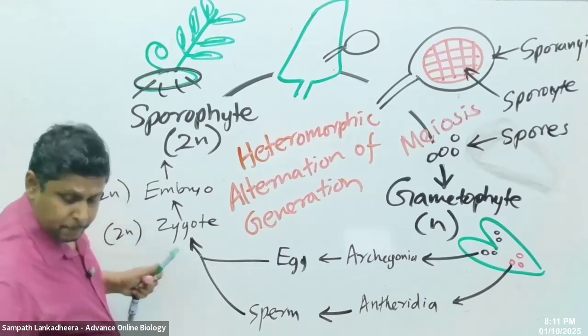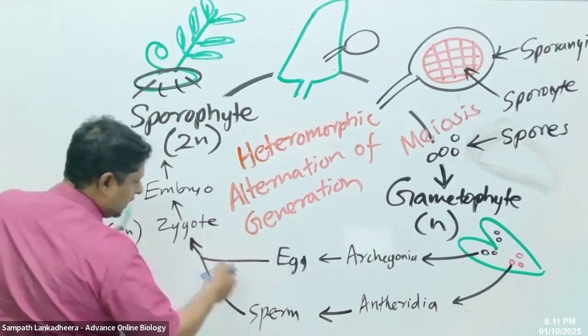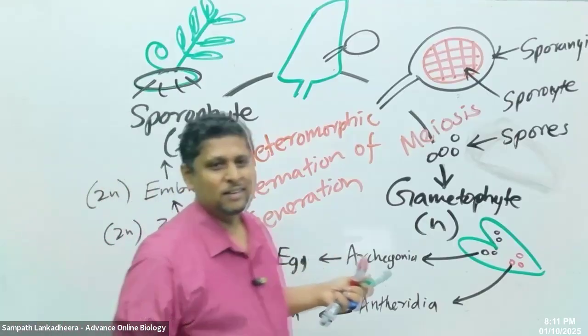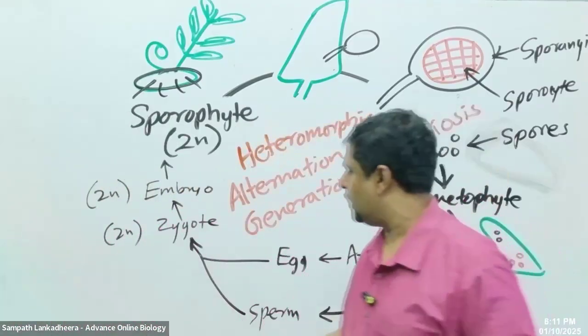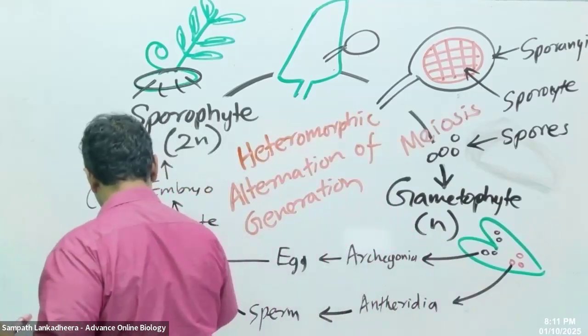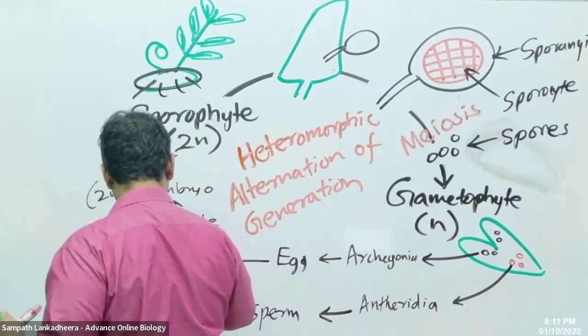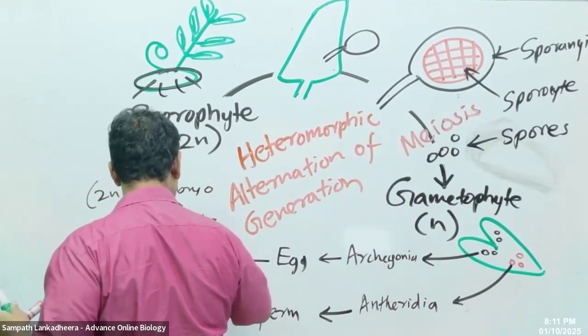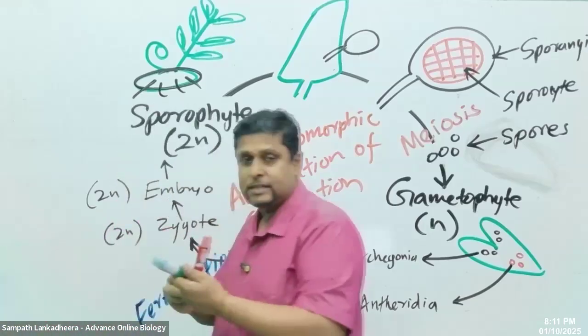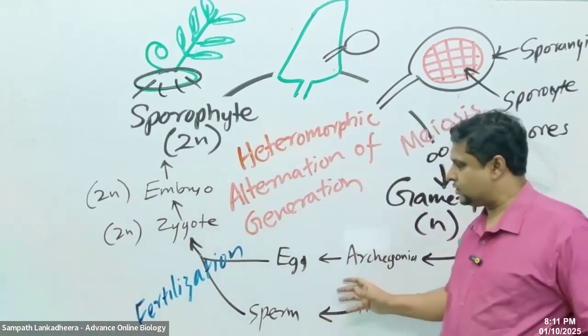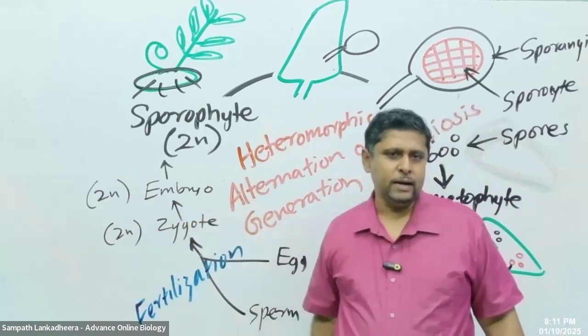The process that happened here, the union of the egg and the sperm, what do you call that? Joining of the egg and the sperm, we call fertilization. So fertilization results in the 2n generation once again.